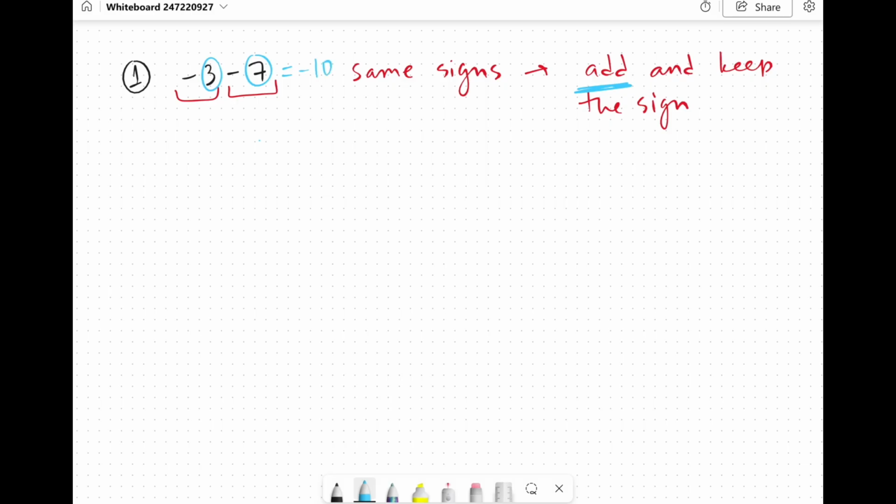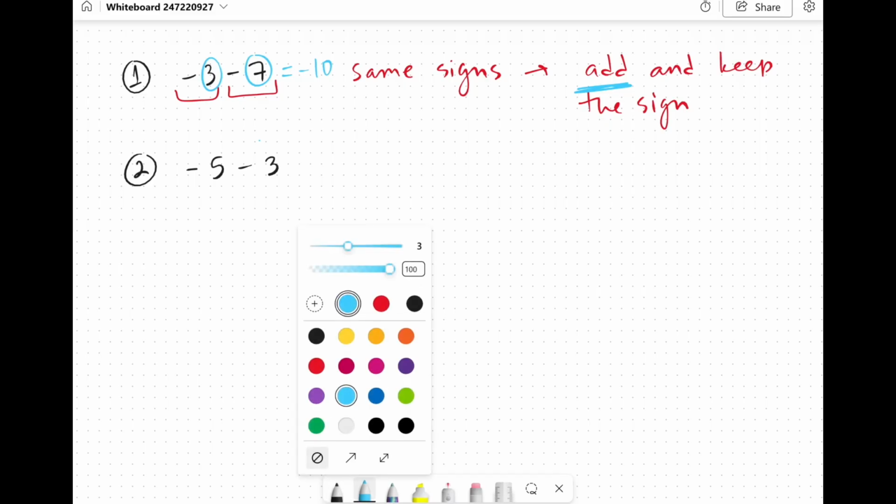I encourage you to check this work on your calculator as well. So here is another example. You have a negative 5 minus 3. So again, you have two numbers, each has a negative sign, a negative 5 and a negative 3. Same signs, remember the same rule. You add 5 and 3, that's an 8, and you're going to keep the sign, that's a negative 8.